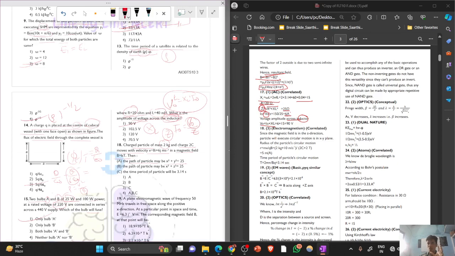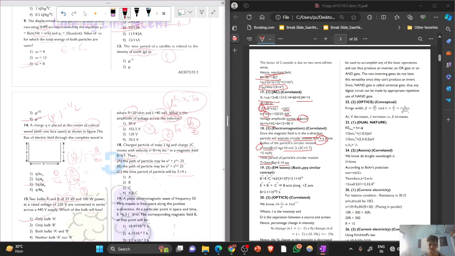Now moving to the solution. Since the magnetic field is in the k direction, the z direction, the particle will execute circular motion in the xy plane. You know the radius of the circle. By using the formula, you can find the radius, and the time period will be this. So simply your time period will be this, and radius will be this. So options A and C will be your correct answer.